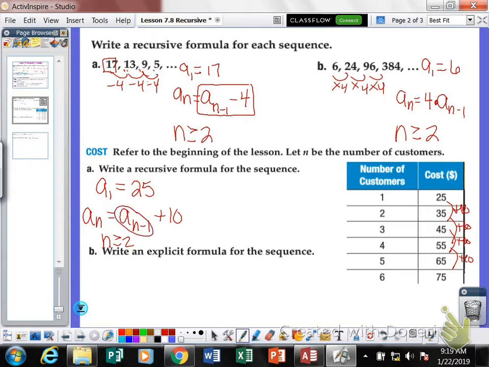This is what I mean. All this means is just the previous term. The previous term was 25. 25 plus 10 is 35. There's my new cost. Well, then to find the third term, I have to take the previous term. The previous term was 35. 35 plus 10 is 45. So you keep going like that.